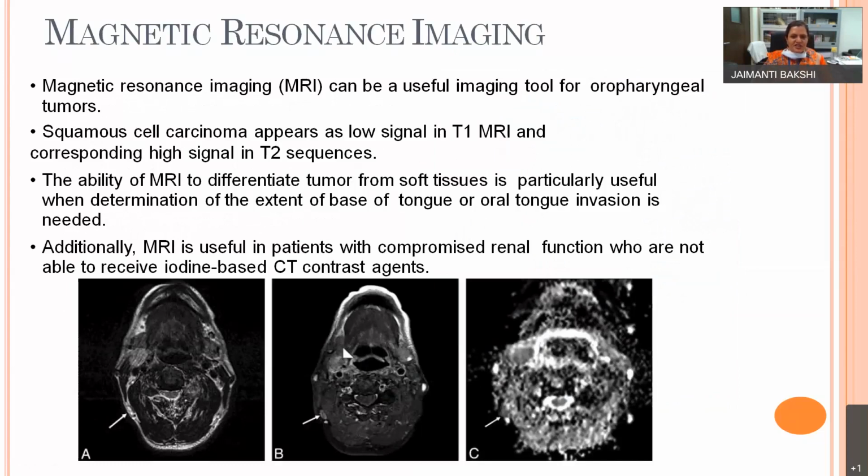The ability of MRI to differentiate tumor from soft tissues is particularly useful when determination of the extent of the base of tongue or oral tongue invasion is needed. Additionally, MRI is useful in patients with compromised renal function who are not suitable for CT with contrast. So MRI gives us higher soft tissue detail as compared to the CT, and it can differentiate the tumor from the surrounding normal soft tissues.